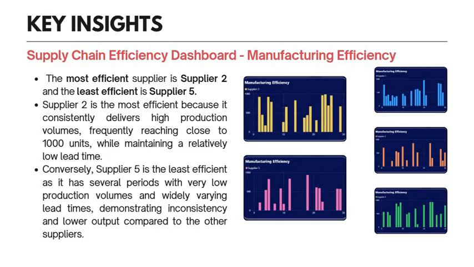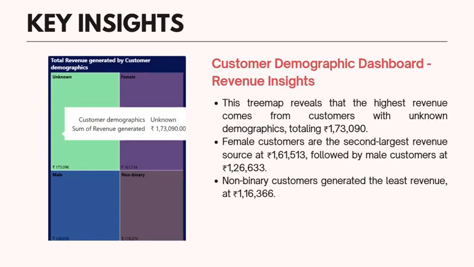time. Conversely, supplier 5 is the least efficient, and you can see the gaps in between. It has several periods with low production volumes and wildly varying lead times, demonstrating the inconsistency and lower output compared to other suppliers. Moving on with the next question.